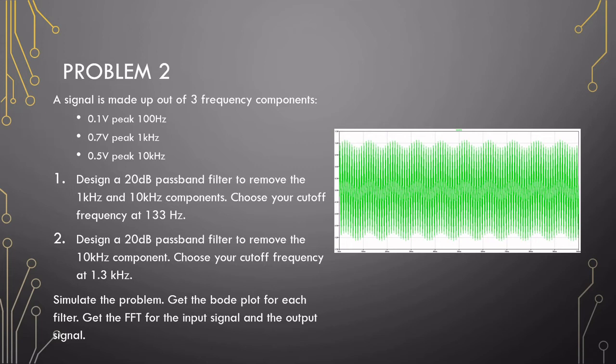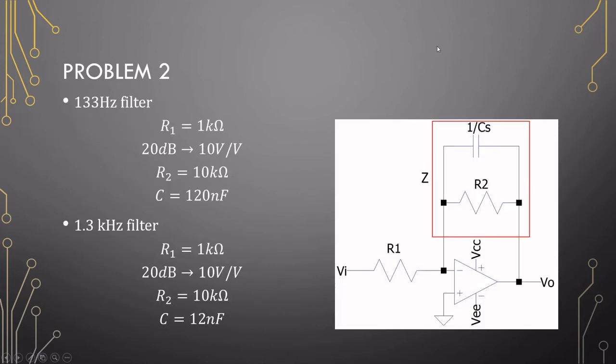Okay, so the capacitor is 120 nanofarads for the 133 Hz filter, and 1.3 kilohertz will give us a 12 nanofarad. So there's just a decade between the components as well.